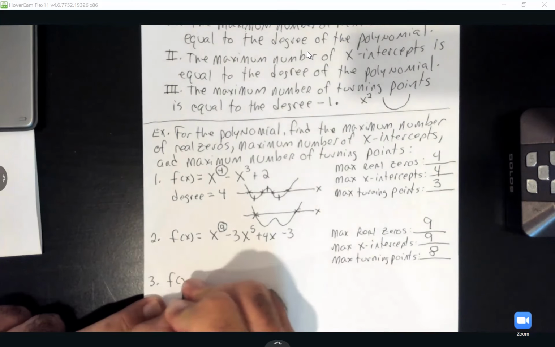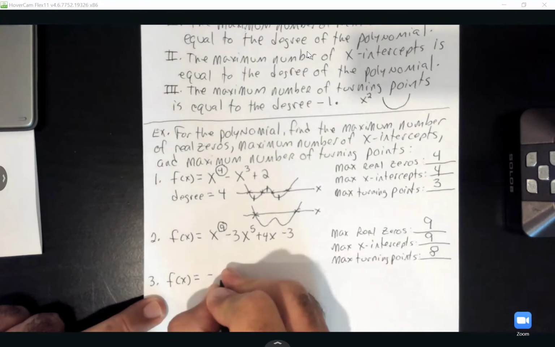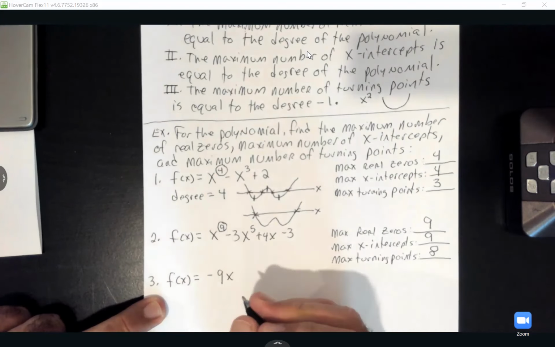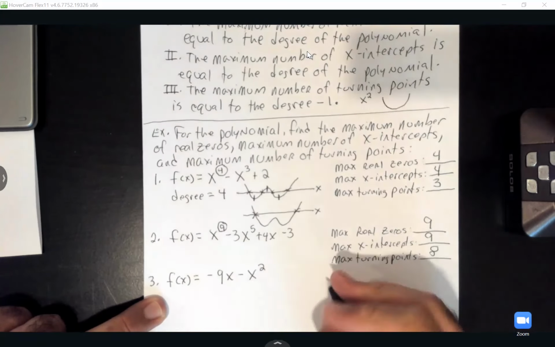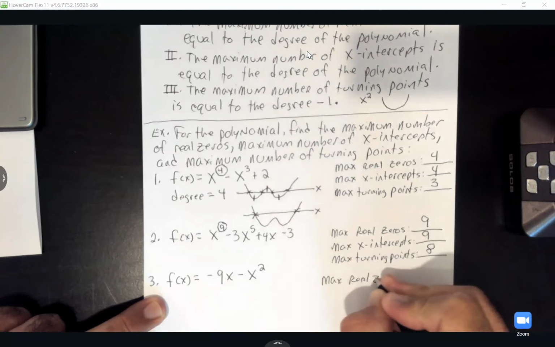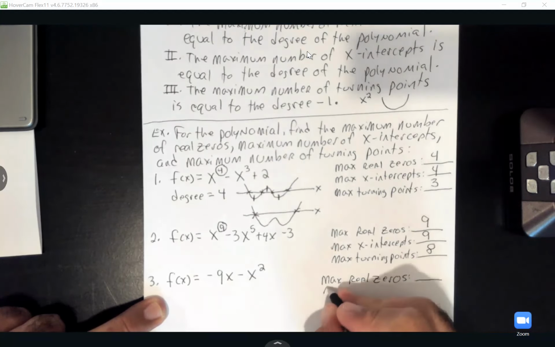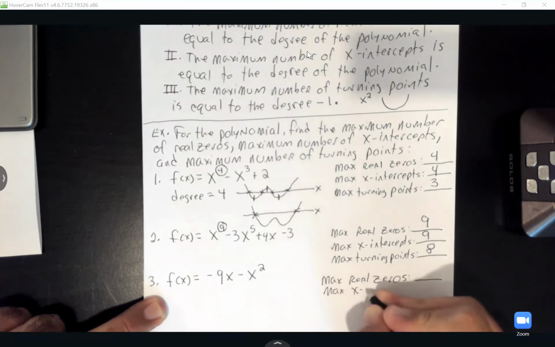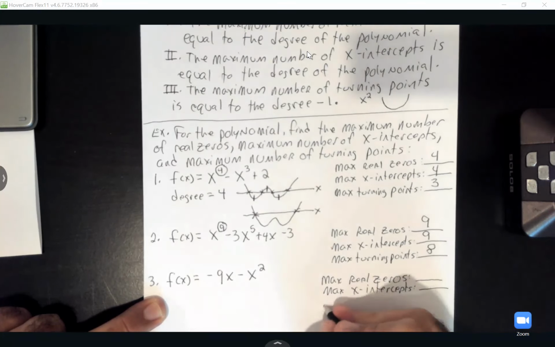So ain't much I can do to these other than this next problem. How about a negative 9x minus x squared? So we're going to find our maximum real zeros again, our maximum x-intercepts, and then our max turning points.